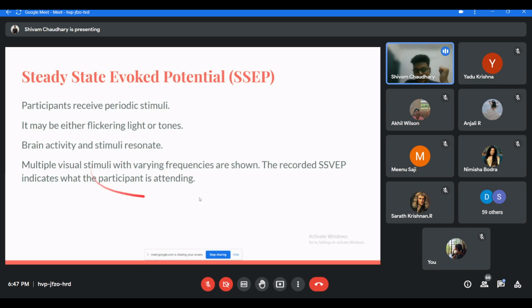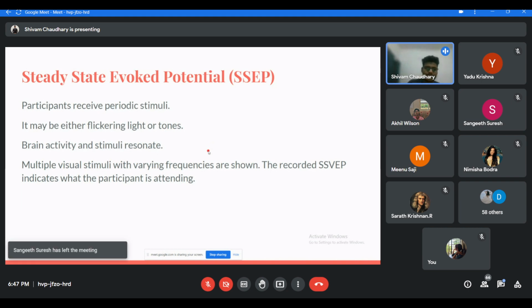As I said, your brain resonates with the external stimuli. So by seeing the frequency at which the predominant brain response is coming, there will always be other frequency components as well, because your brain has to keep working. You have to still breathe. You will see a spike in frequency of that stimulus.